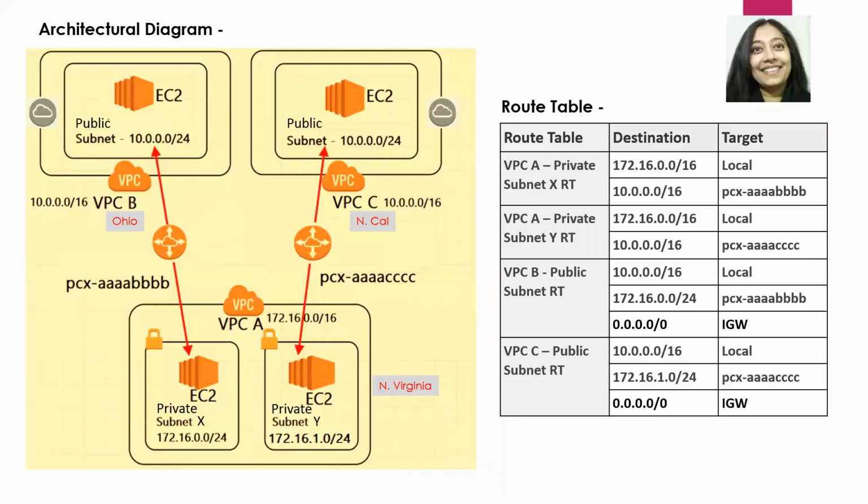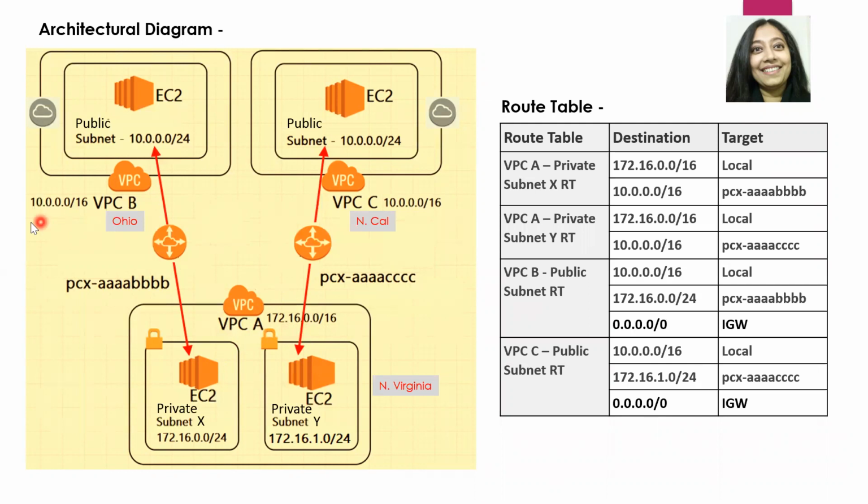Before we jump into the demo, let us review the architectural diagram and the route table. As you see, we have three VPCs right here. We have VPC A. Let me grab my highlighter. So there it is. That's my spotlight right there. VPC A has a CIDR block of 172.16.0.0/16.